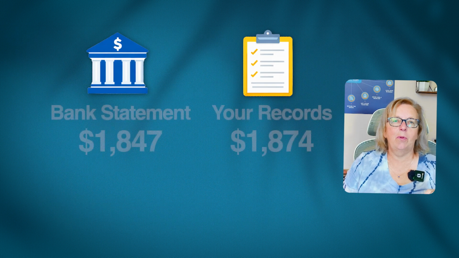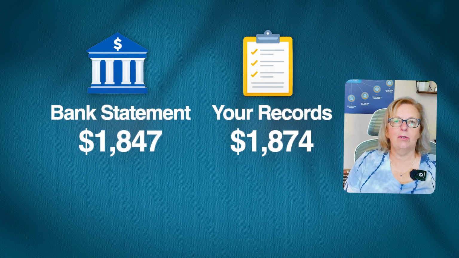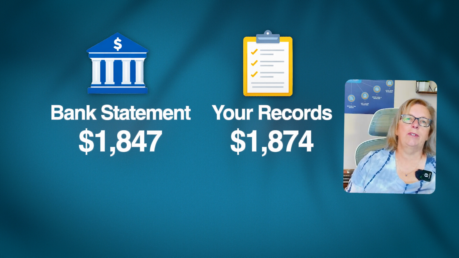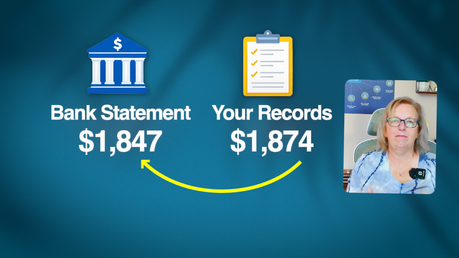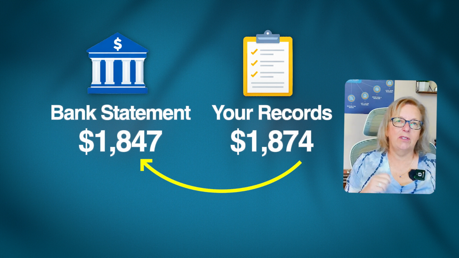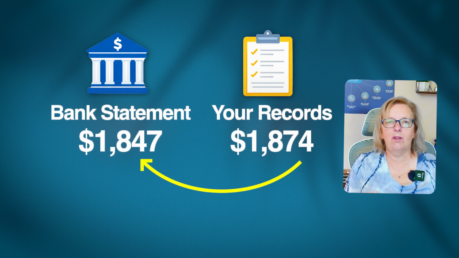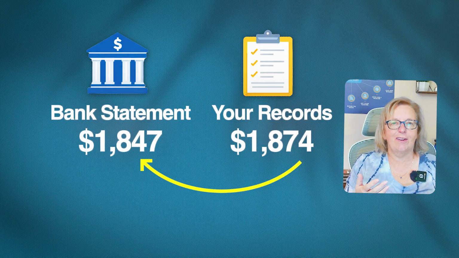So look at our example again. The bank says 1,847. You wrote down 1,874. You see it? You flipped the 4 and the 7. 47 became 74. That's a transposition error. Now here's the cool part. This works every single time you swap 2 digits, and let me show you why.